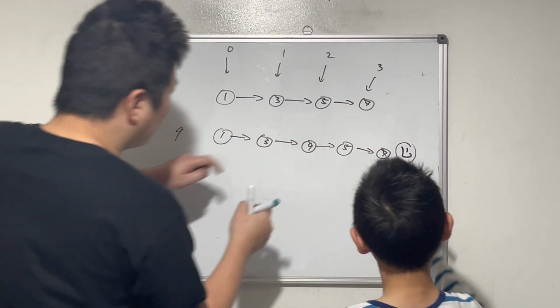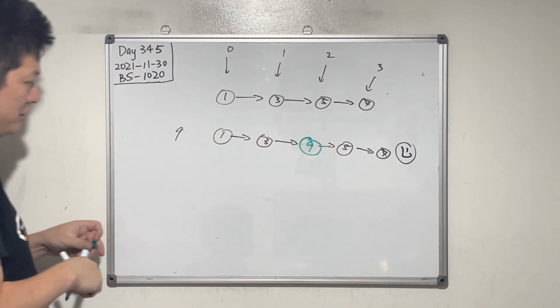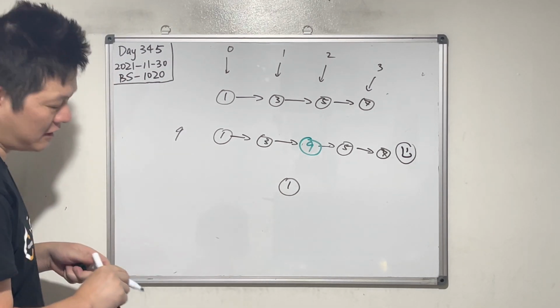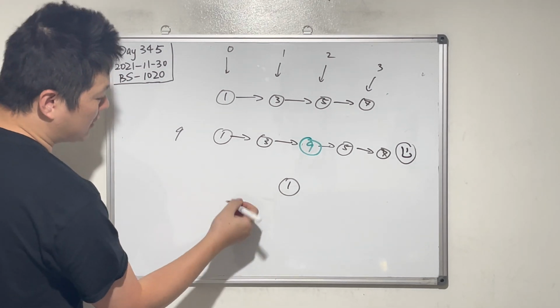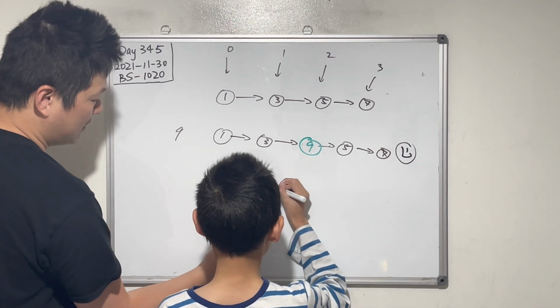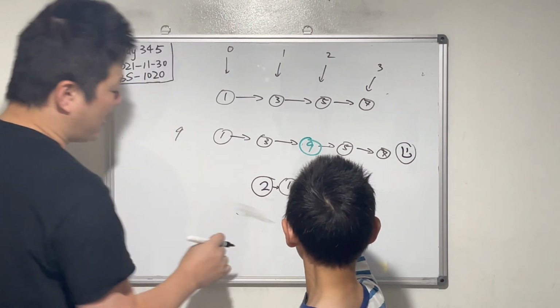So this node is the inserted new node, okay? And now, I have a node here, and can you draw a linked list with the number 2 inserted at index 0, before index 0? Yeah, perfect.